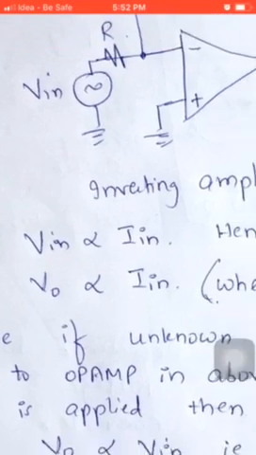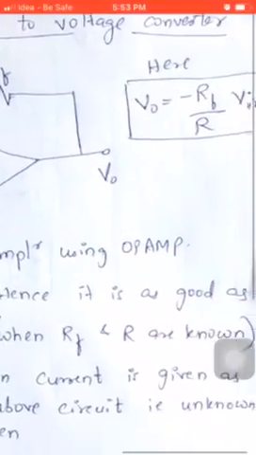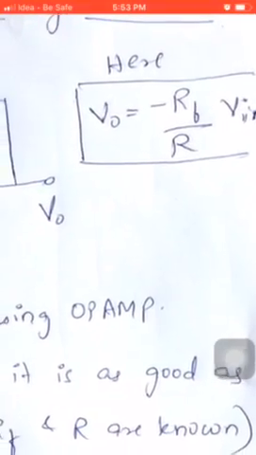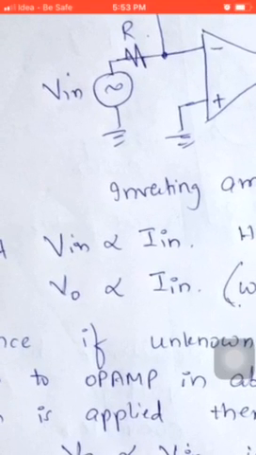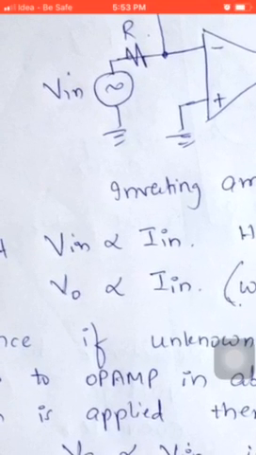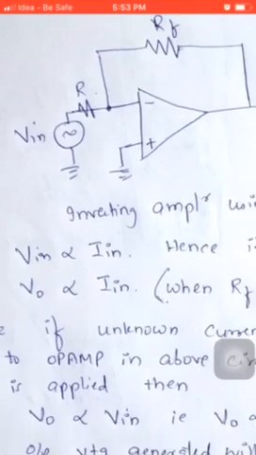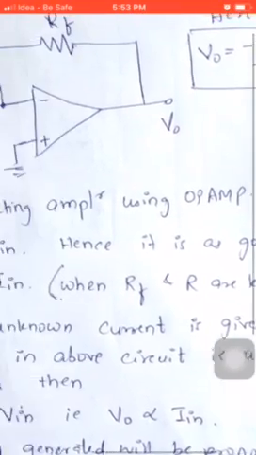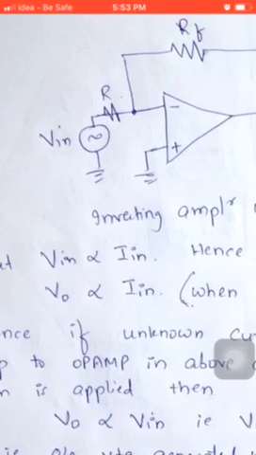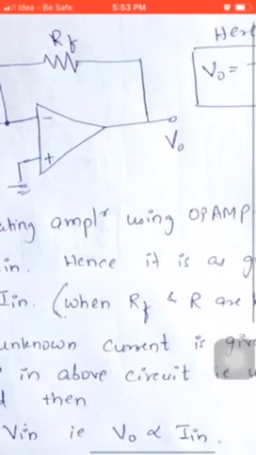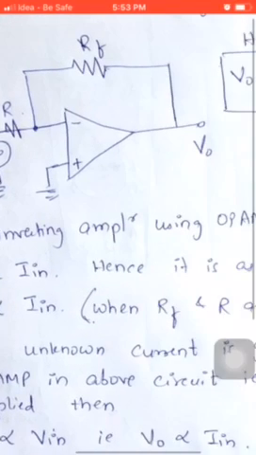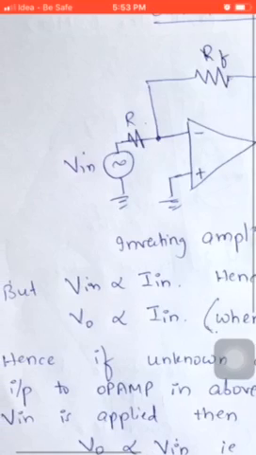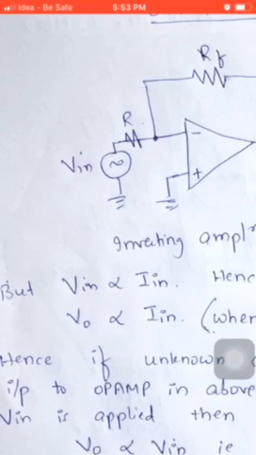Everyone knows that. So which means, as per the above equation, if VO is directly proportional to V input and if V input is directly proportional to I input, then obviously VO will be directly proportional to I input when RF and R are known. Okay, so the generated output voltage is directly proportional to the applied input voltage itself means that the generated output voltage is directly proportional to the applied input current, that is I input.